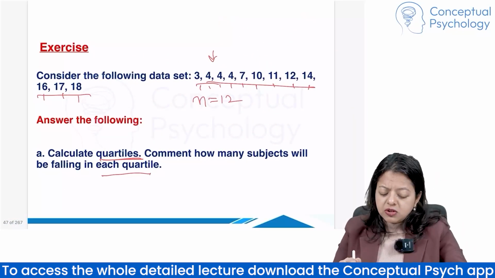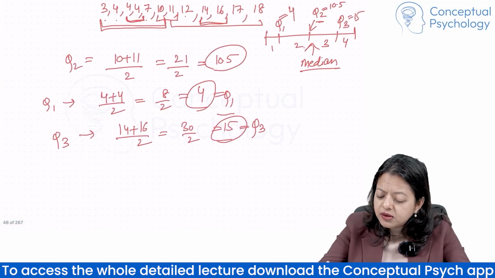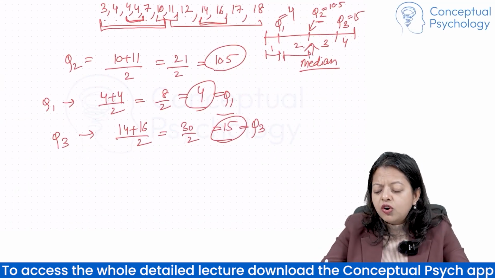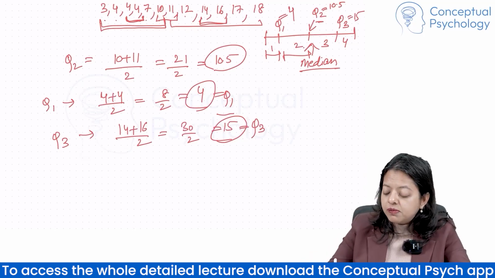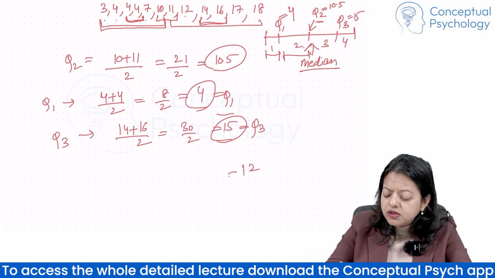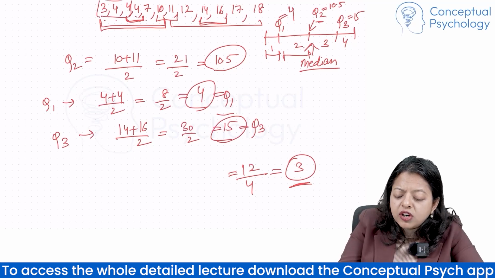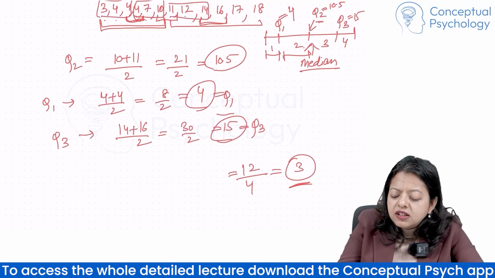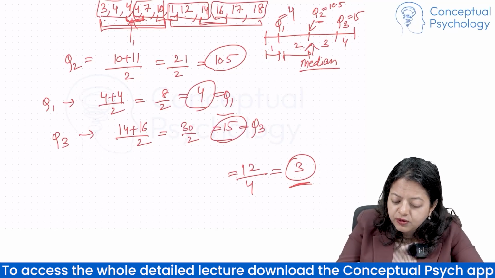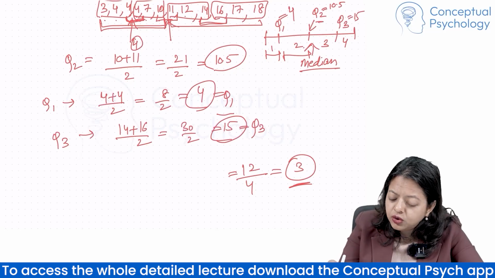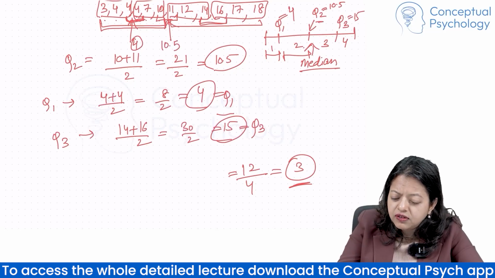So now the next part of the question is how many subjects will be falling in each quartile? Quartiles divide the observations in 4 equal parts. So these are the number of observations divided by 4, 3. 3 subjects will be falling in each quartile. So these 3 in one quartile, these 3 in one quartile, these 3 in one quartile and these 3 in one quartile. And first quartile Q1 is 4. Next quartile Q2 is 10.5 and third quartile Q3 is 15.